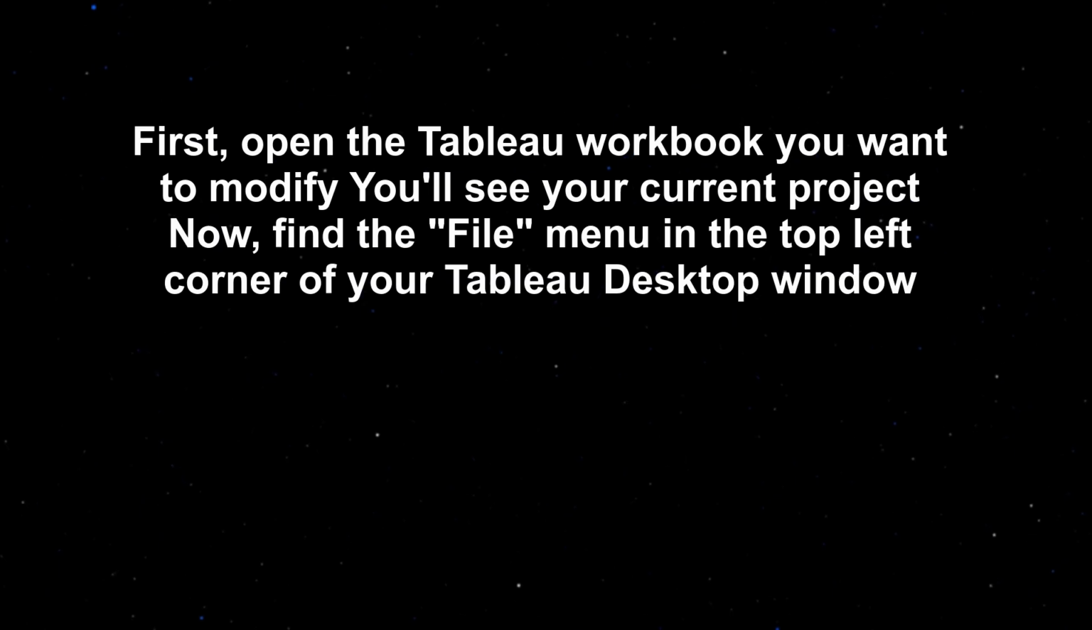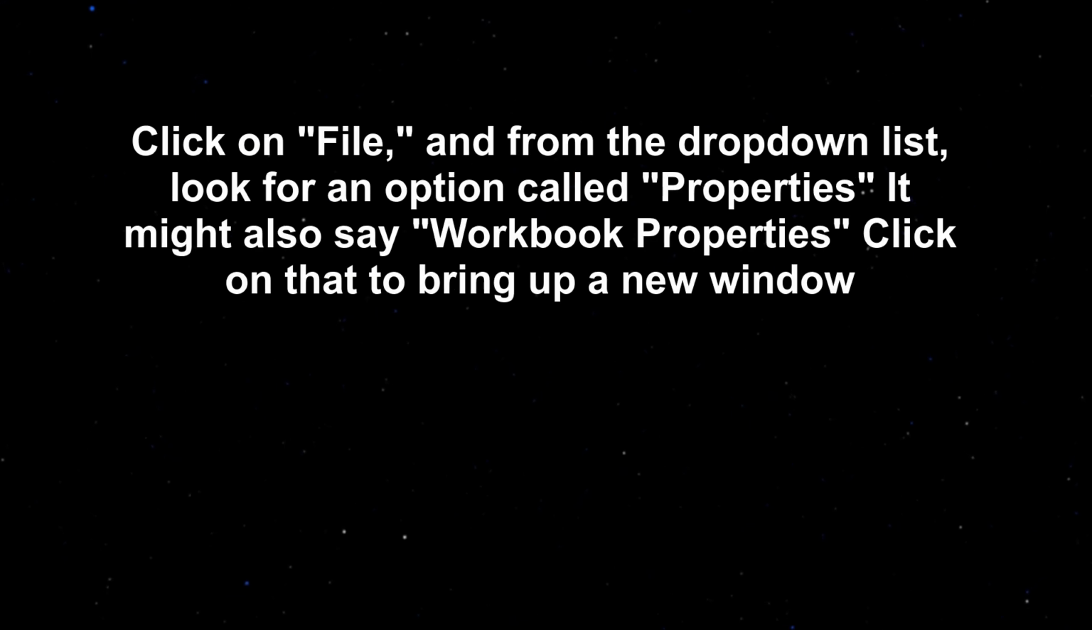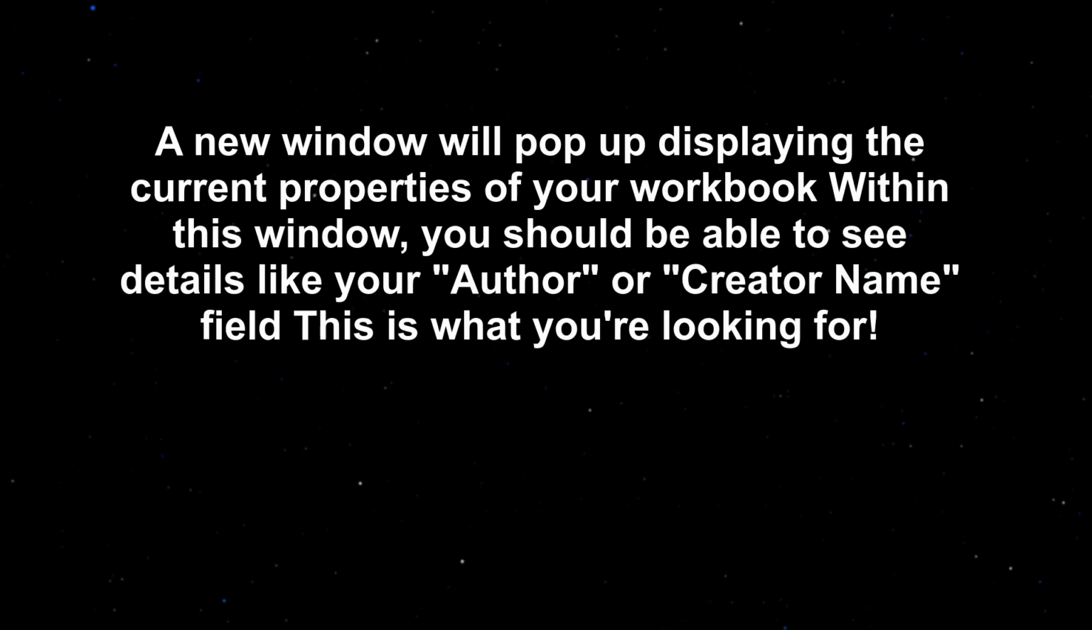Find the File menu in the top left corner of your Tableau desktop window. Click on File, and from the drop-down list, look for an option called Properties, might also say Workbook Properties. Click on that to bring up a new window. A new window will pop up displaying the current properties of your workbook. Within this window, you should be able to see details like your author or creator name field. This is what you're looking for.